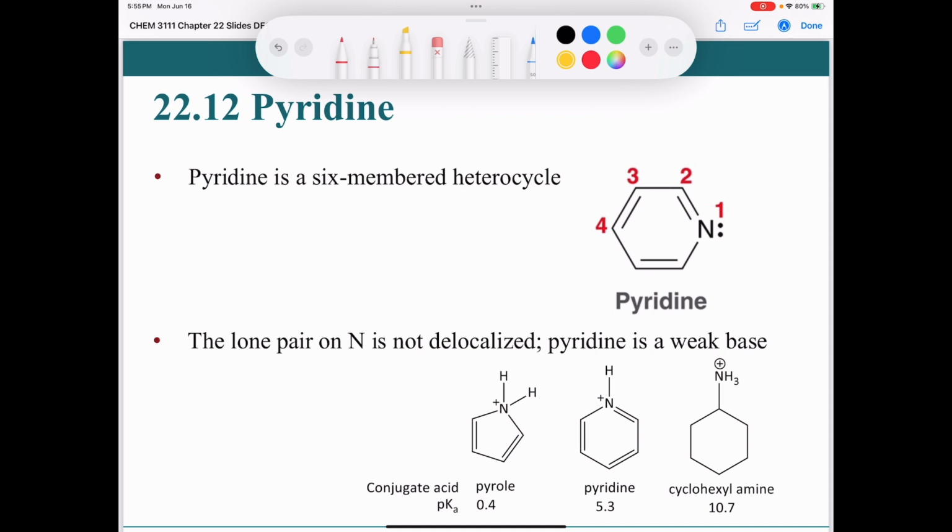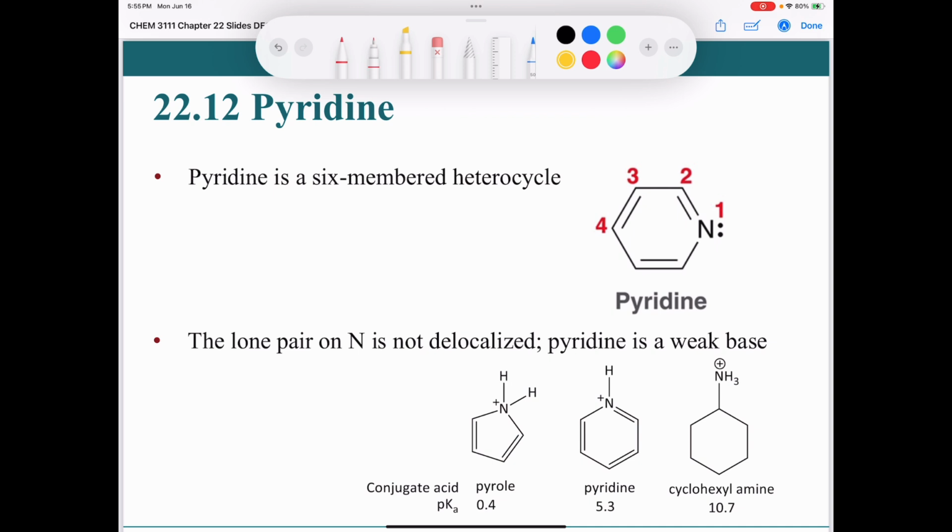Pyridine is a 6-membered aromatic ring containing 1 nitrogen atom and is numbered starting with the nitrogen atom. The lone pair of the nitrogen atom is localized and occupies an sp2 hybridized orbital, and as a result, pyridine is a stronger base than pyrrole.